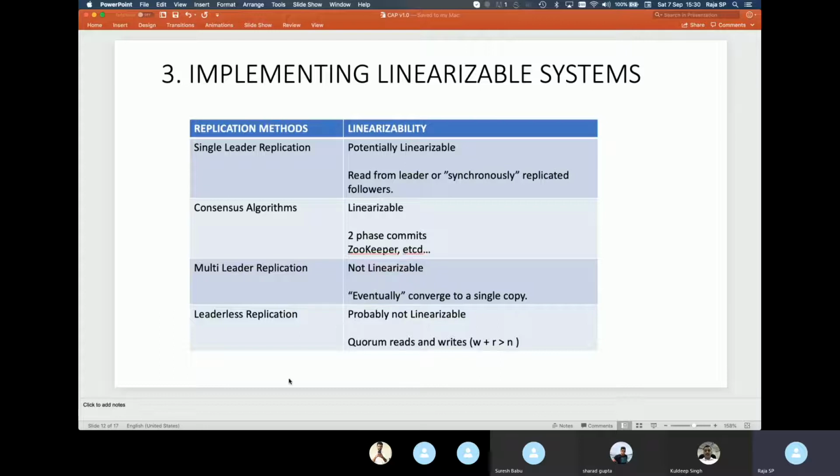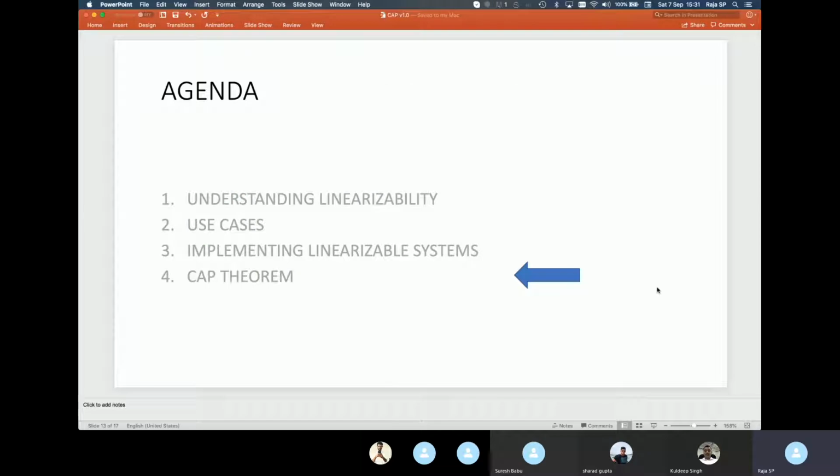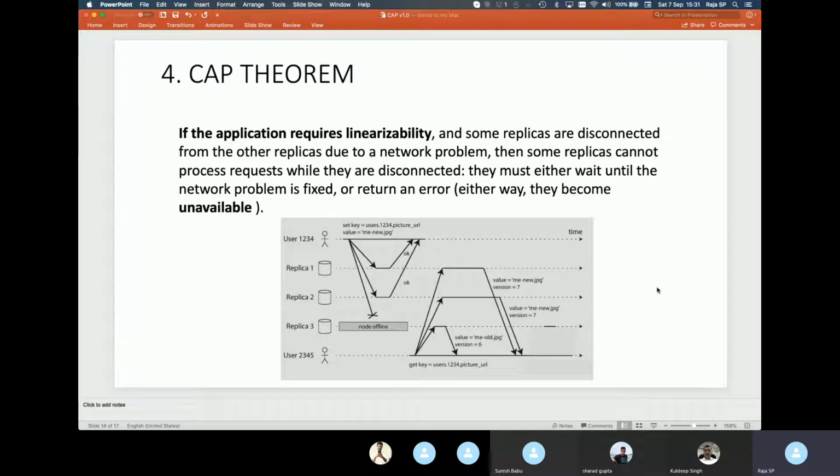You can straight away minus off these two and then only look at these two guys when it comes to implementing linearizability. Now, although we say it's possible, right? This is where CAP theorem comes in to state the limitations. Okay. So let's look at the limitation here. This is a lot of words, but let me explain.